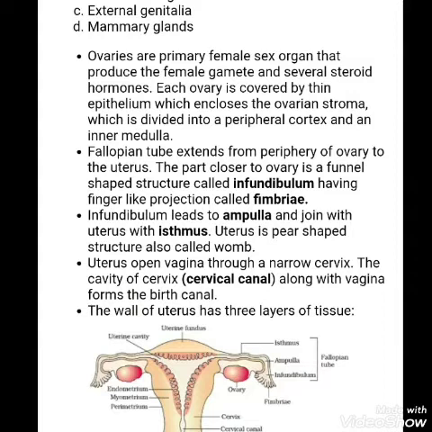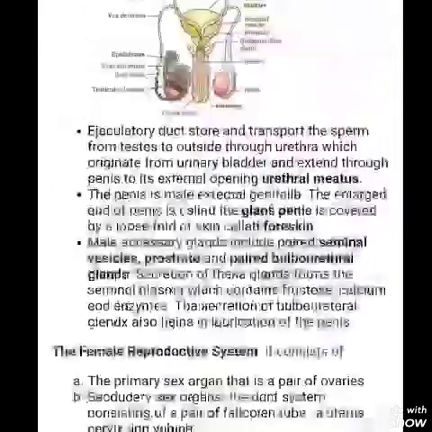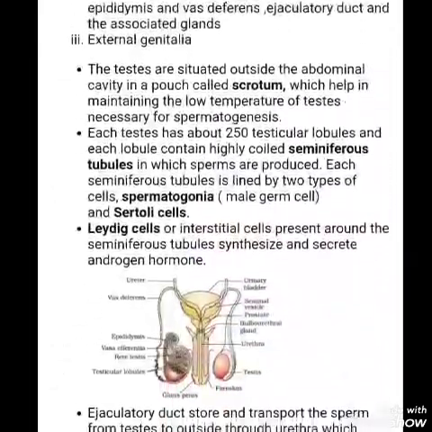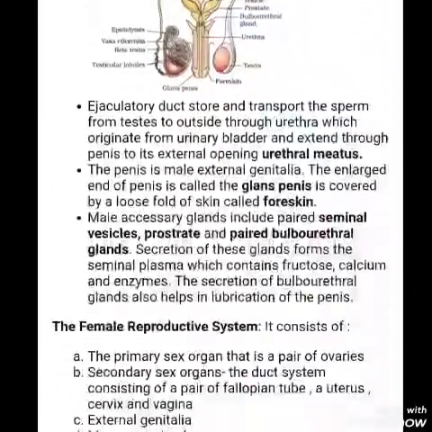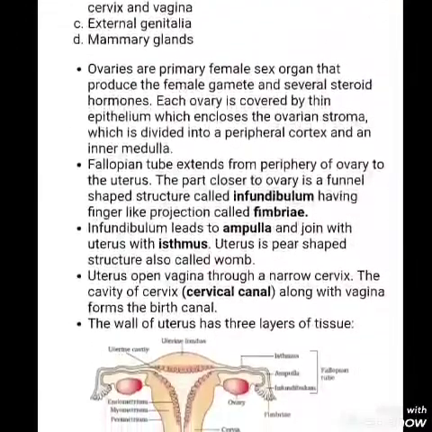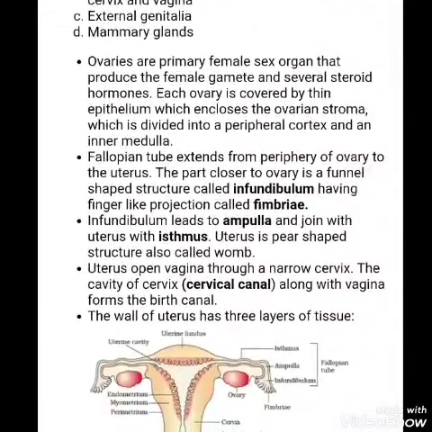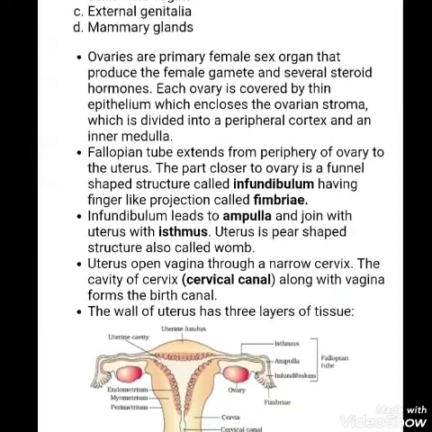In the previous section of the 12th class NCERT biology book, we read about the male reproductive system. Today we are going to start the female reproductive system of human beings. The female reproductive system has a primary sex organ, which is a pair of ovaries, which produce ova, ovum or female gamete.